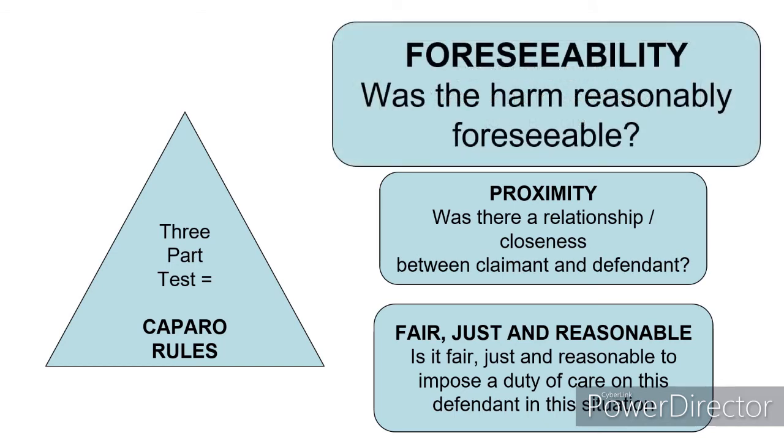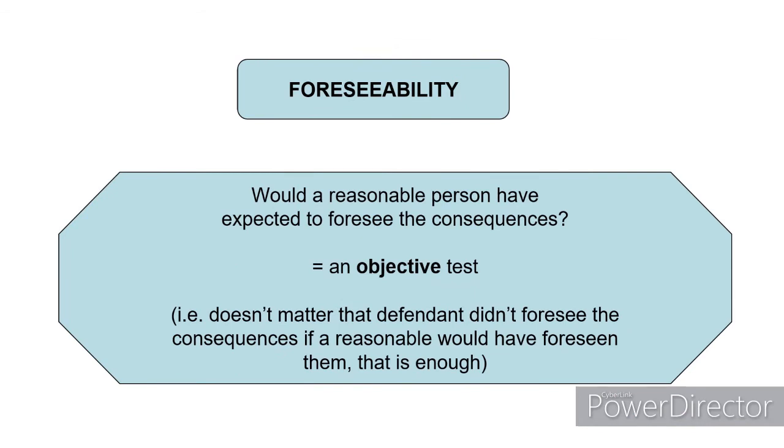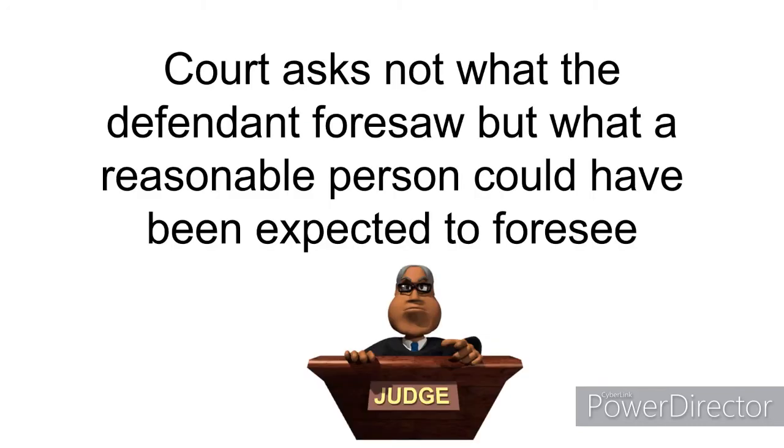So firstly, let's look at the term foreseeability. Was the harm reasonably foreseeable, or were the consequences reasonably foreseeable? Now, this test is an objective test because we've got the word reasonably there, haven't we? So in other words, it doesn't matter whether or not the defendant foresaw the consequences, it's whether or not a reasonable person would foresee those consequences. The court asks not what the defendant foresaw, but what a reasonable person could have expected to have foreseen.